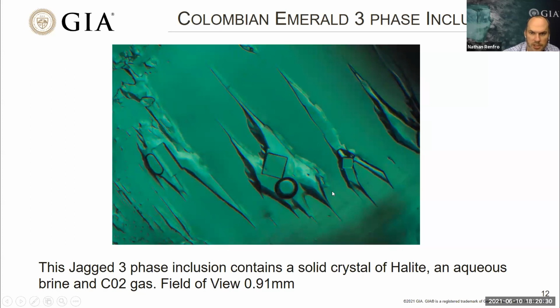These jagged shaped fluid inclusions were historically thought to be diagnostic for Colombian origin, but as more emerald deposits were discovered along the way, we started to see a significant overlap in this type of fluid inclusion. So it's no longer necessarily diagnostic for Colombian origin, but it's certainly what I would call a pretty strong indicator. But you can have similar inclusions in emeralds from places like China and Afghanistan.